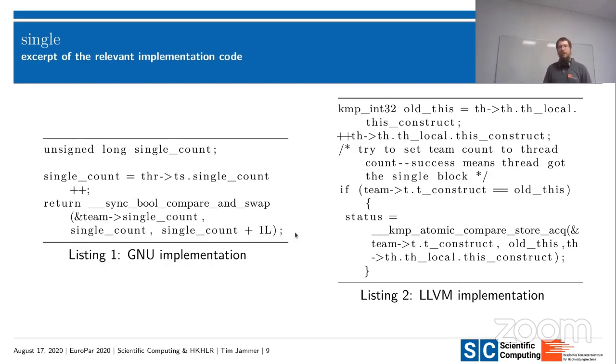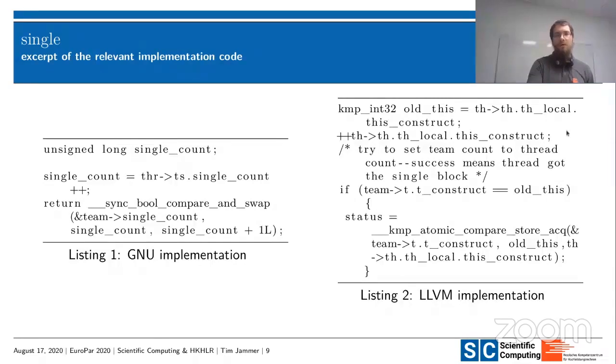The first thread that arrives at this code block will increment its local counter and then increment the shared team counter. The second thread that arrives will increment its local counter and then cannot increment the shared team counter, as it has been incremented by another thread so far. So the first thread that arrives will increment the counter and then process the single region, and the other will fail to increment that counter and will then skip the single region. And this is also the idea behind the LLVM implementation.